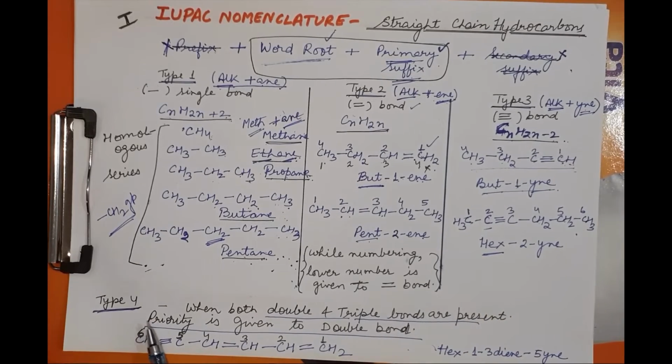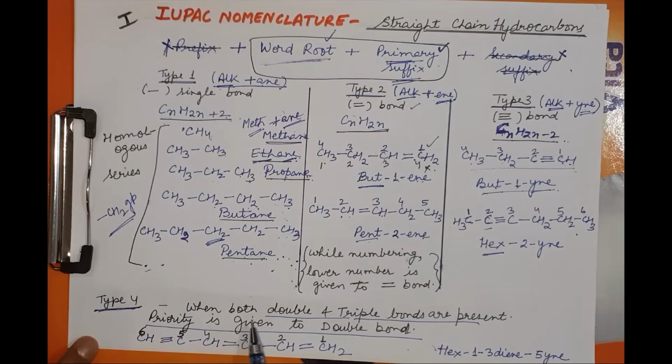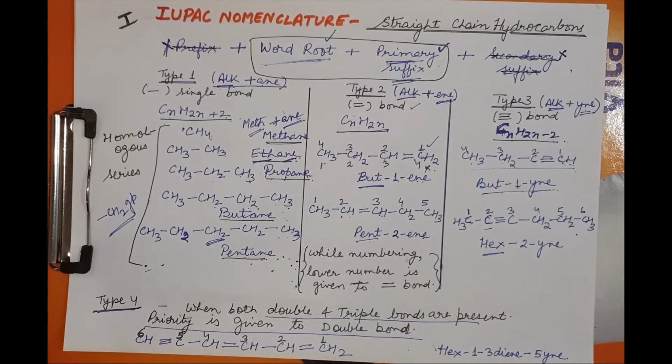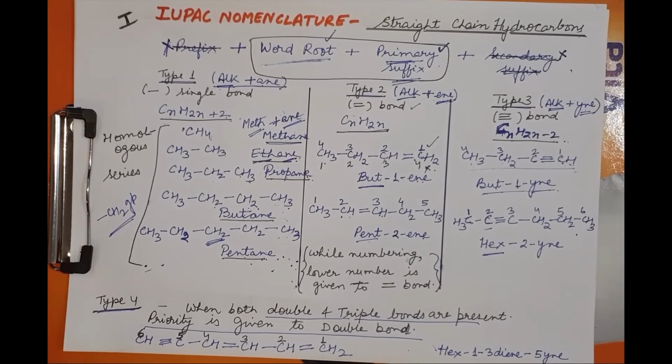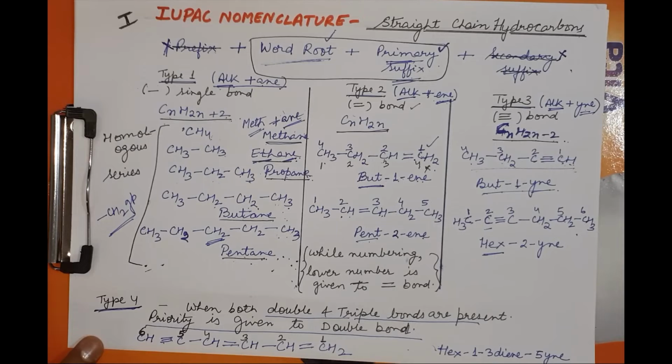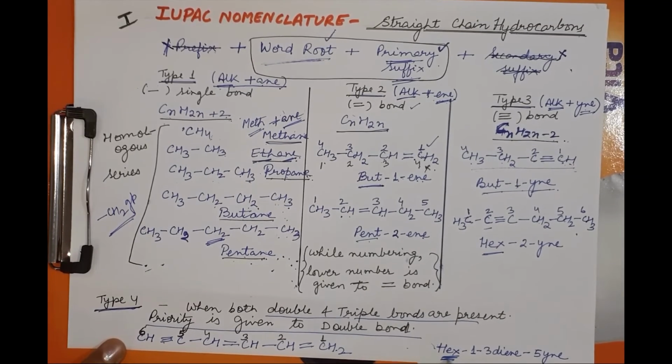Then another fourth case is also possible, when the compound has both double and triple bonds in the same molecule. In this case, we can see this example. This is one example, and in this 2 double bonds are there and 1 triple bond is there. First let us see the word root. How many carbon atoms are there? It has 1, 2, 3, 4, 5, 6. 6 carbon atoms are there, and so that is why we will give hex.